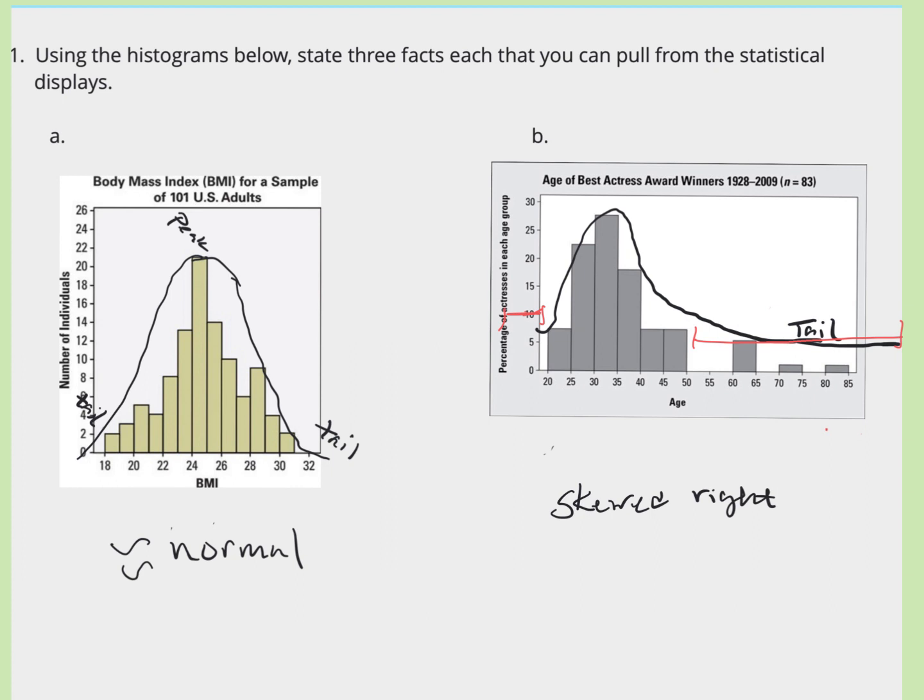So again, normal distribution means you have a peak in the middle and the tails are about the same on both sides. Skewed right means I have a longer tail on the right-hand side, and a skewed left would be a longer left tail.